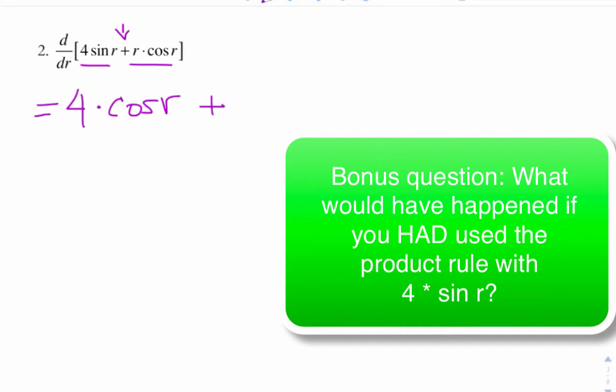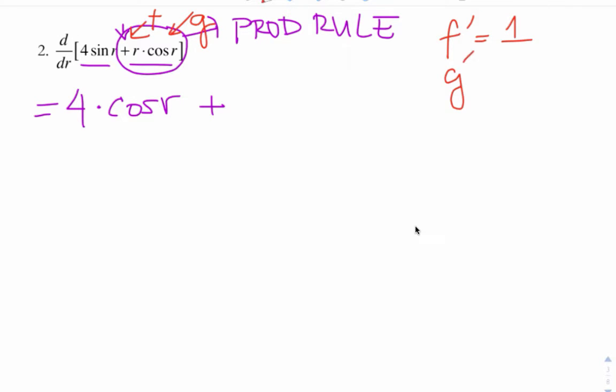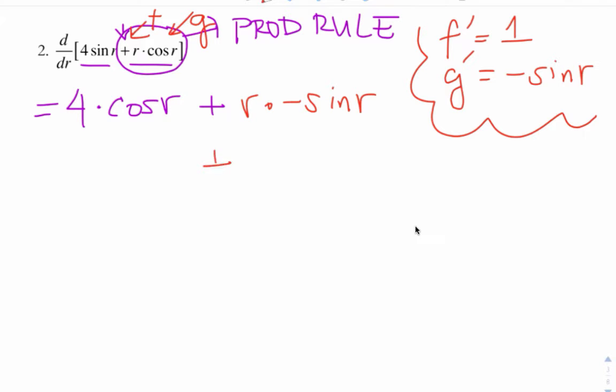But for the second part, we are going to need to use the product rule. And that's okay. This one's also pretty straightforward. f of x is just going to be r, and g of x is just going to be cosine r. And again, on the sides, f prime is going to be 1, and the derivative of cosine r is negative sine r. So when we put this together, the derivative is going to be the first function times the derivative of the second function plus the second function times the derivative of the first function. Okay, let's clean it up a little bit.